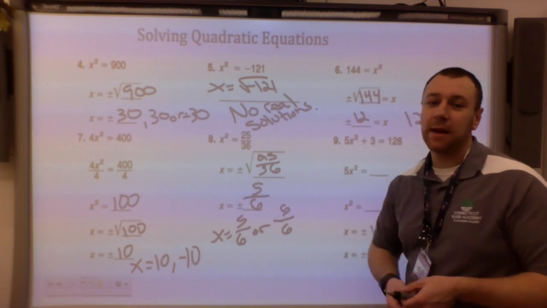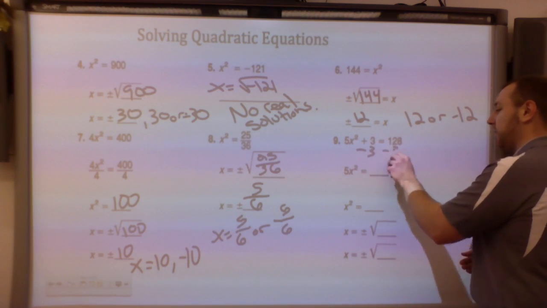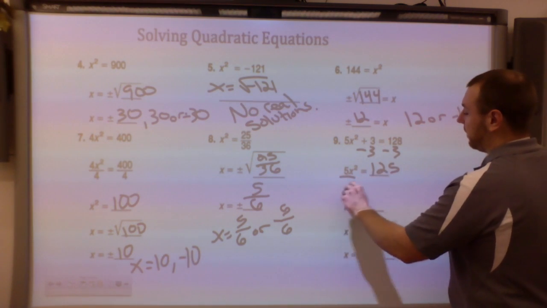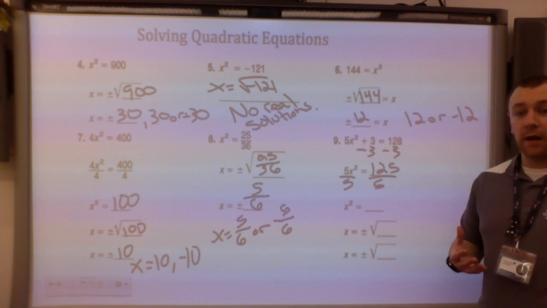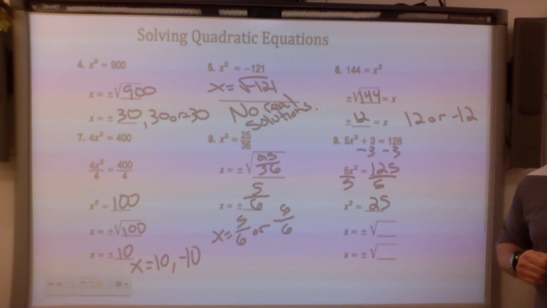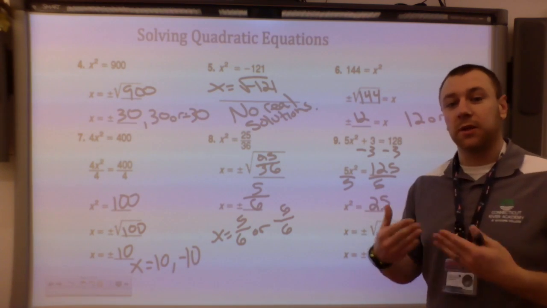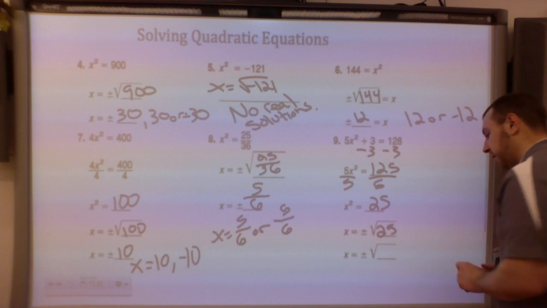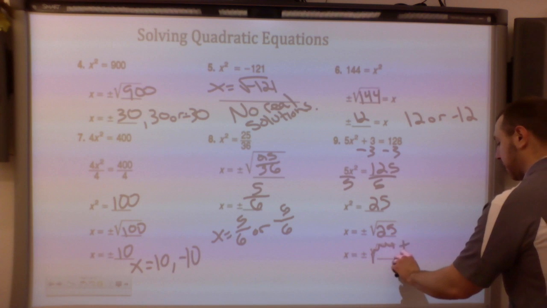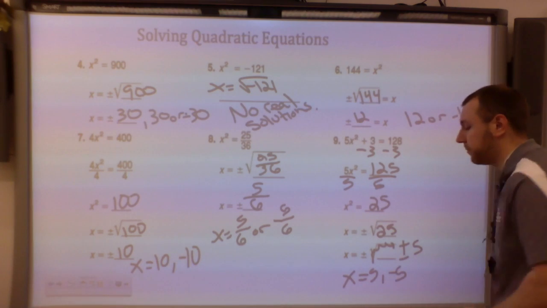And 9, again, is practicing isolating the square root. So again, I'm going to subtract 3 on both sides. So I'm going to get 125. Then I'm going to divide by 5 on both sides, like a normal math equation. And now I get x squared equals 25. Now I can do the square root. Once the x squared is isolated, I do the square root. And I get plus or minus 5, or x equals 5, or negative 5.